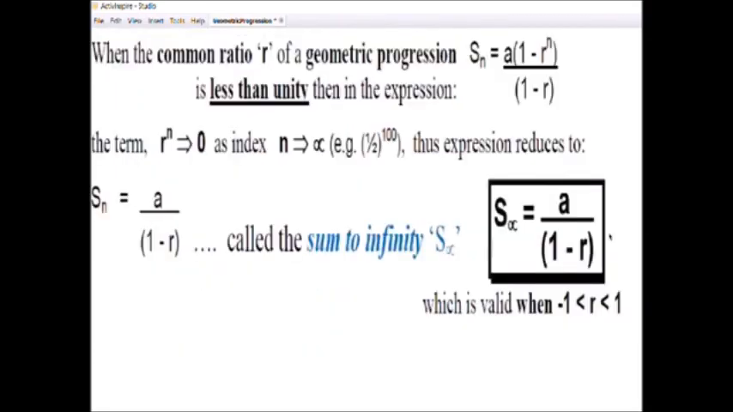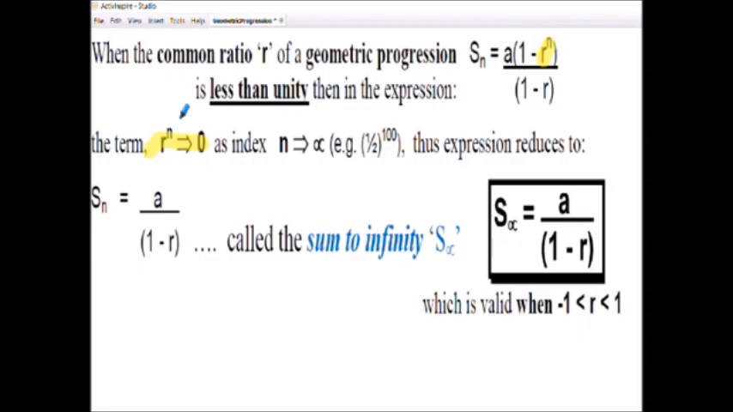We're going to look here at a summation formula where the r value is between -1 and +1. In other words, the magnitude is less than 1. What we will find here is that this term in the series, the r to the power n on the top line, will tend to 0. So r to the n tends to 0 for values of r between -1 and +1.